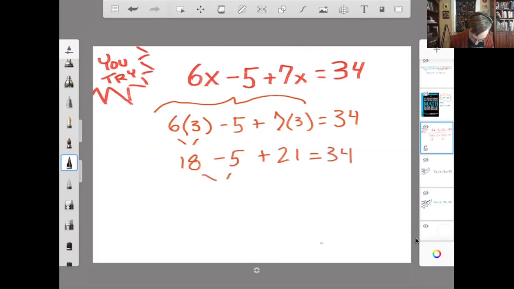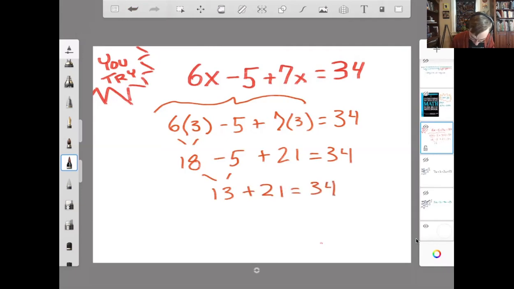18 minus 5 is, oh my gosh, it took me a second, 15. And 15 plus 21 is what we have next. Oh no, I did it wrong. I know my brain works a little better than that. 18 minus 5 is 13. I was subtracting 3 because I was thinking about that 3 we were going to get. So 18 minus 5 is 13, plus 21 equals 34.